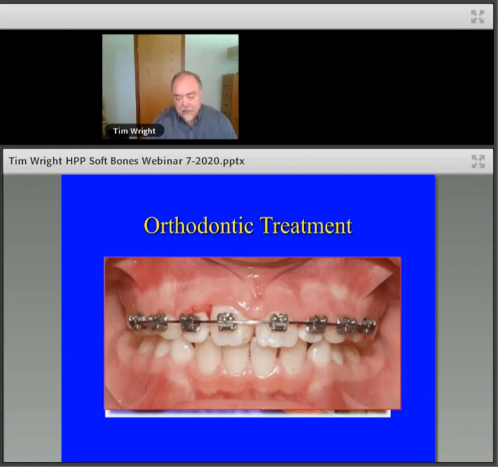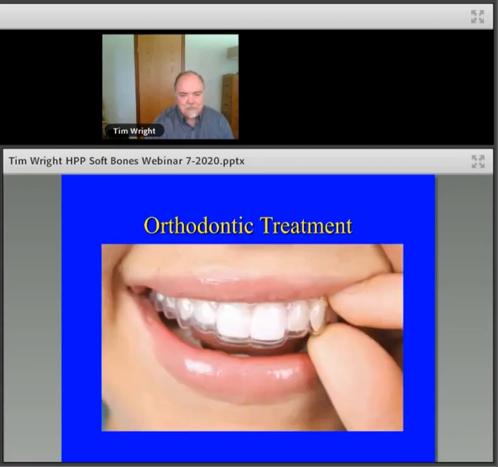Because if you lose these teeth, you can put plastic ones in there however you want. It's pretty easy to set up dentures with whatever, but you don't want to lose teeth in young patients because the teeth help drive bone growth. So if you lose teeth, that's not good for bone growth.